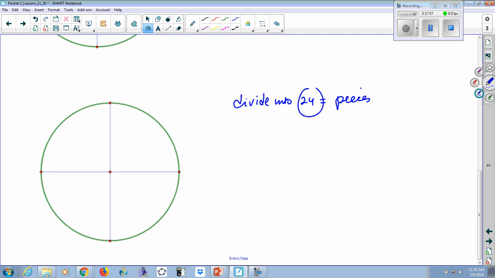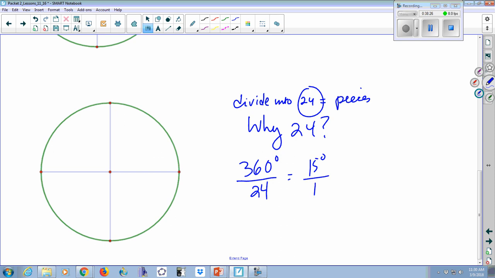Okay, why 24? That's the big question. And not because I like Kiefer Sutherland either. All right, why 24? How many degrees would each of those angles be for each of these 24 sections? Anybody figured that out? Yeah, if you take 360 degrees and you divide it by 24, you get 15 degrees per segment, right? Why 15 degrees?